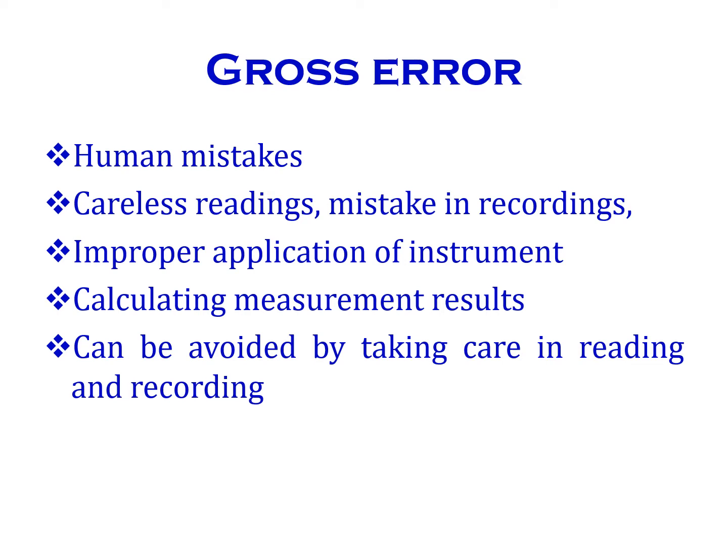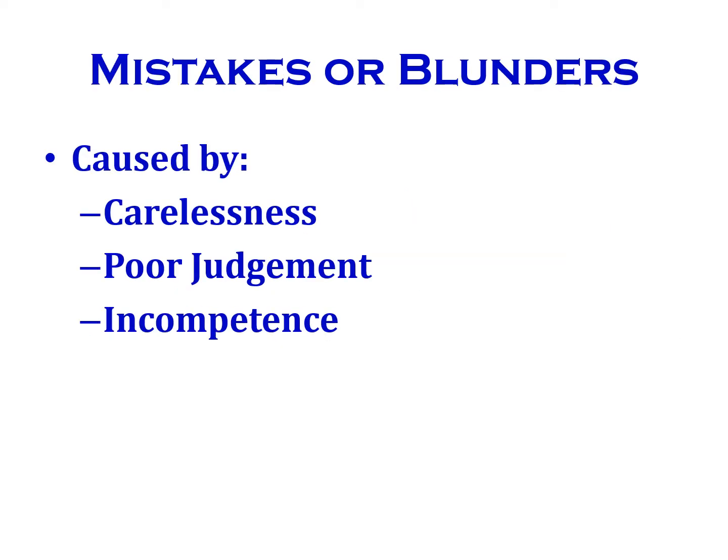Gross error is nothing but the mistake by human. The operator or the machine person may make some mistakes. That is called human mistakes. Like careless reading, while recording by mistake he may record an incorrect reading, improper application of instrument, or some error can occur during calculation. These are called gross errors. Blunders are mistakes caused by carelessness, poor judgment, incompetence.